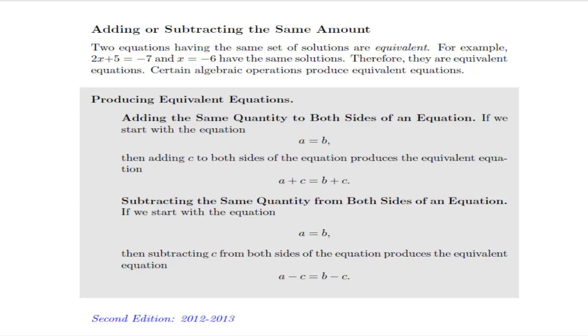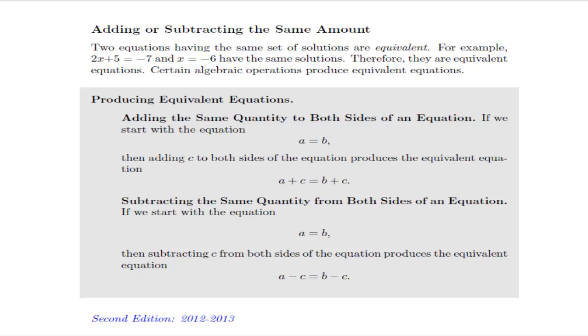Adding or subtracting the same amount. Two equations having the same set of solutions are equivalent. For example, 2x plus 5 equals negative 7 and x equals negative 6 have the same solutions. Therefore, they are equivalent equations. Certain algebraic operations produce equivalent equations.